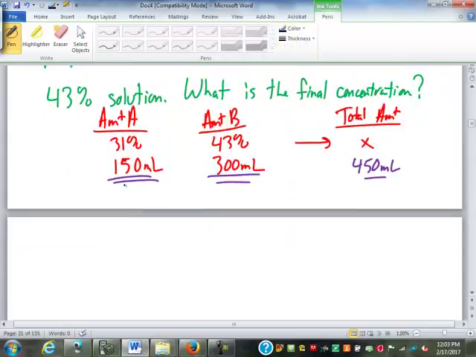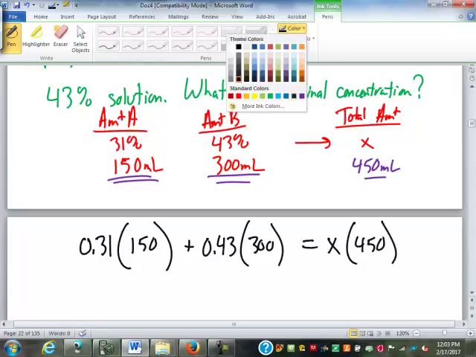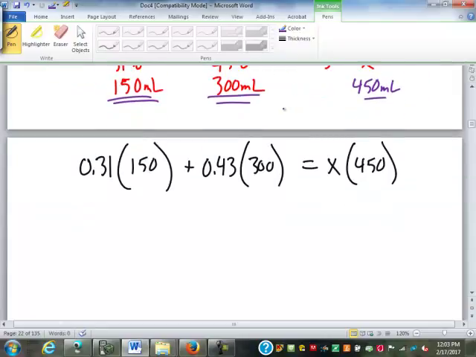So now our equation, concentration times volume, for solution A, 31% becomes 0.31 times a volume of 150 milliliters. Plus, for solution B, 43% is 0.43 times a volume of 300 milliliters equals, for our total or final mixture, we have a concentration of X times a volume of 450 milliliters. So 0.31 times 150 is what, 46.5, I believe.